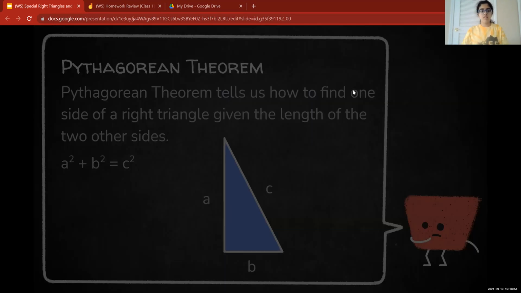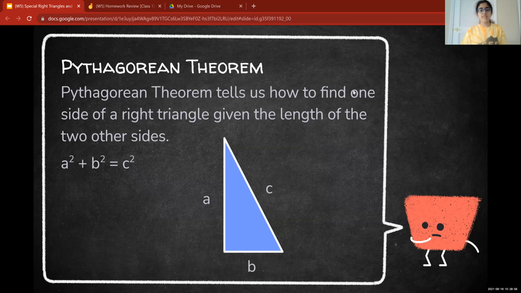Okay. So the Pythagorean theorem tells us how to find one side of the right triangle given the length of the other two. So we have a squared plus b squared equals c squared. So a and b are the shortest side lengths, and these are the legs. And when we square them and then sum them together, we get the hypotenuse squared. And there are proofs, however, we will not be getting into them really.